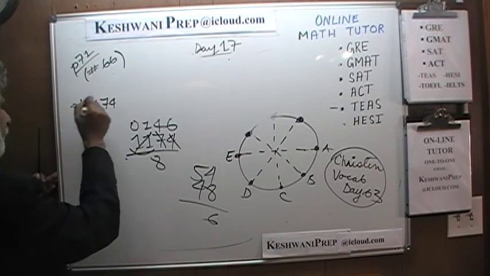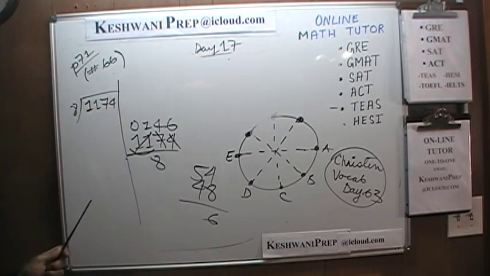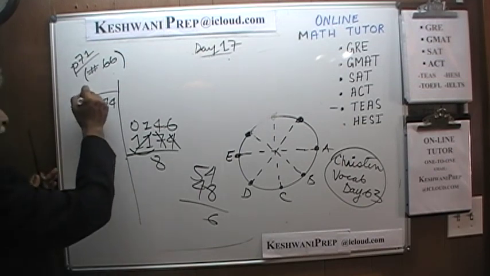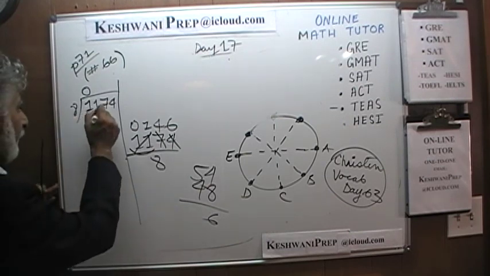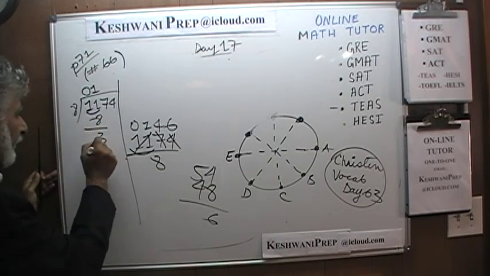1,174 divided by 8, so that you can have a contrast. Let's begin, shall we? How many 8s does 1 have? 1 has no 8s. What happens to that 1? That 1 goes and joins the other 1 and becomes 11. 11 has 1 8. After we take away 8 from the 11, we have a remainder of 3.